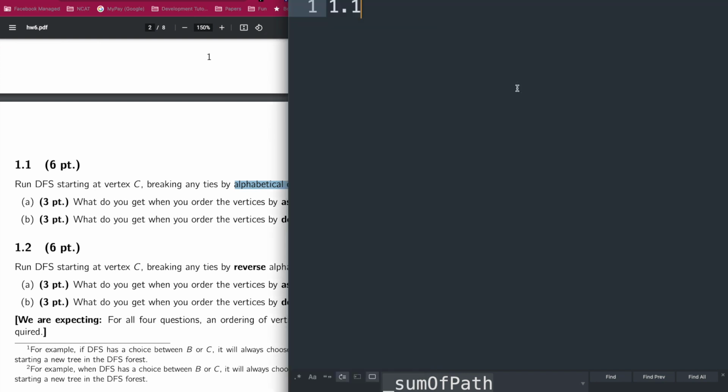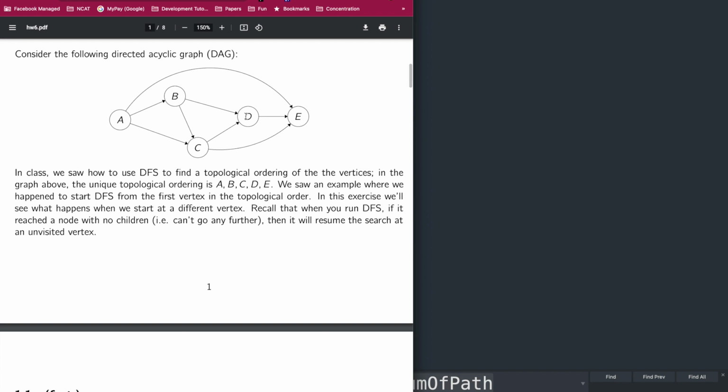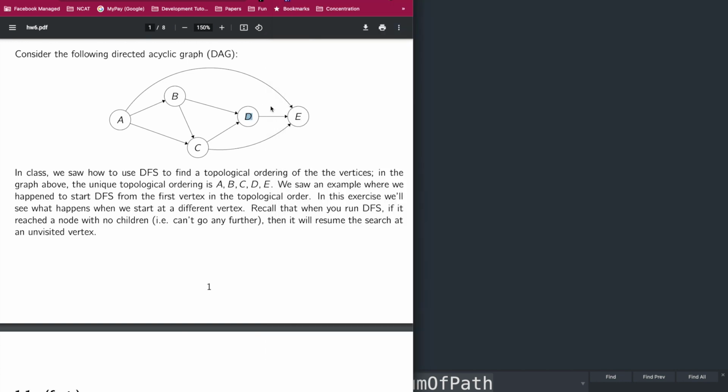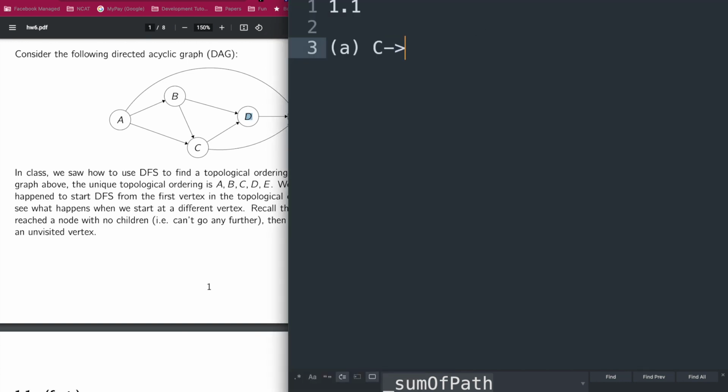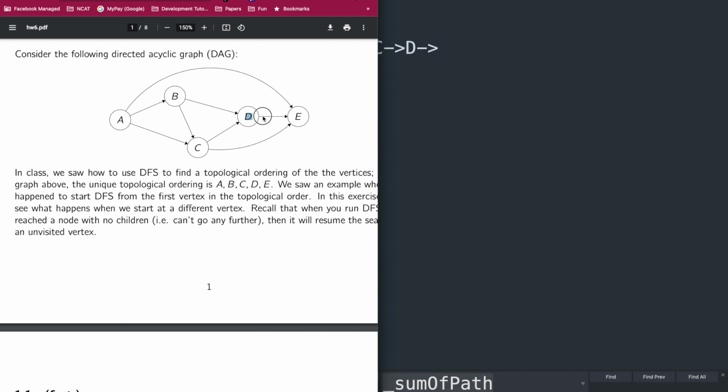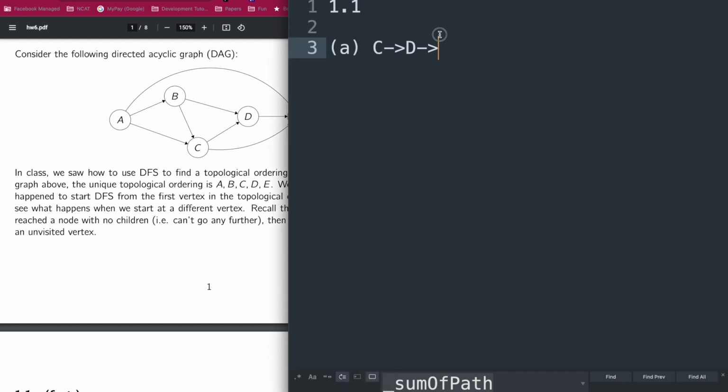So let's do that. So 1.A, part A, you start at C, and really C can either go to D or to E, right? These are the only outgoing edges. We break ties by alphabetical order, so that means we go to D first, right? So we're going to go from C, then we're going to go to D. From D, there's only one outgoing edge, which is going to be E, right? So we're going to go from C to D to E.